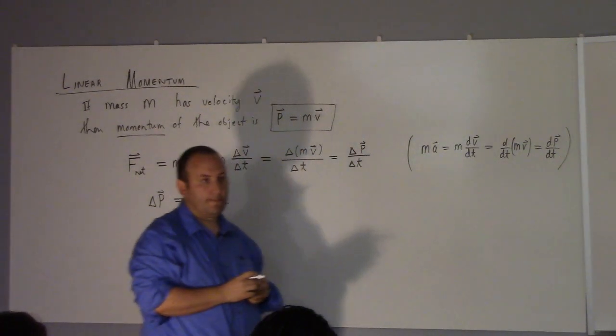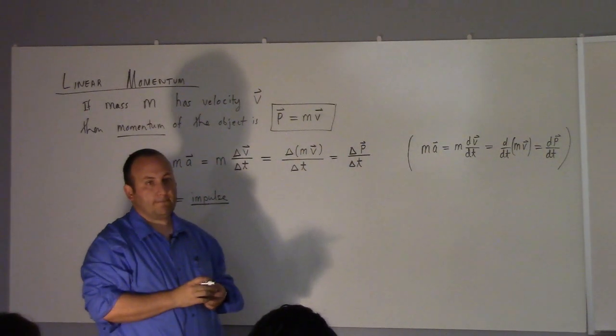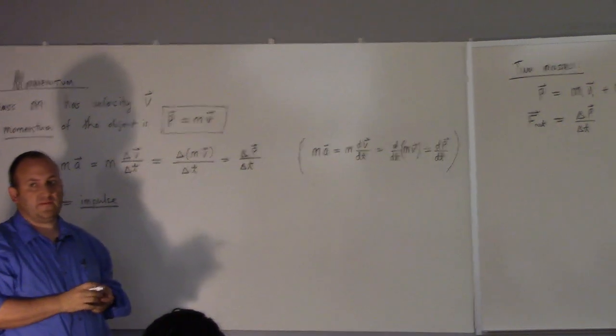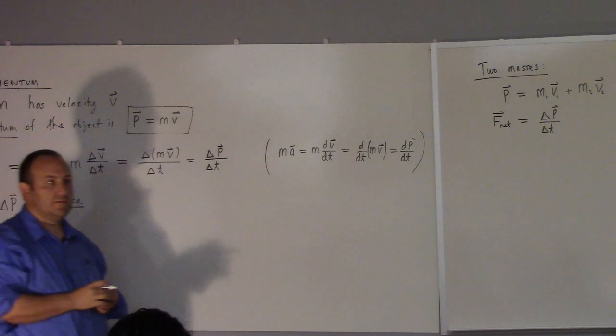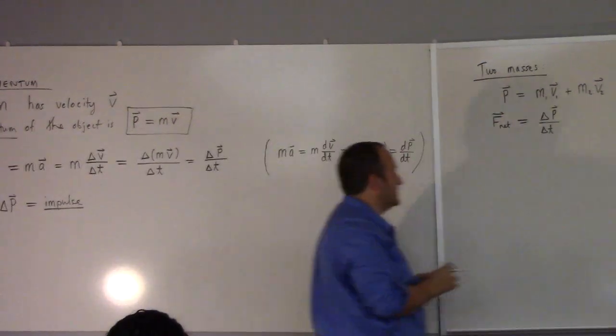What's that? What happens if the net force on the two masses is 0? What if the net force on both of these masses is 0?